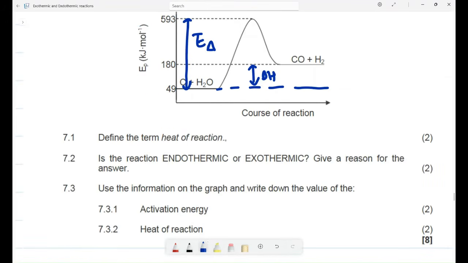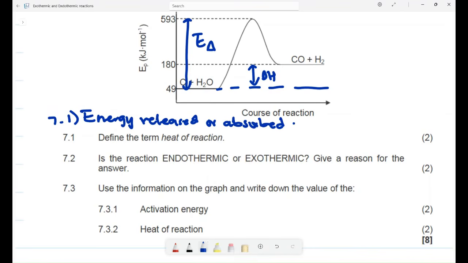Define the term heat of a reaction. So heat of a reaction, I did not define it in any of this. You can say it is defined as the energy released or absorbed in a chemical reaction. Why? Because remember, if change in H is greater than 0, energy is absorbed, and if it is less than 0, energy is released.